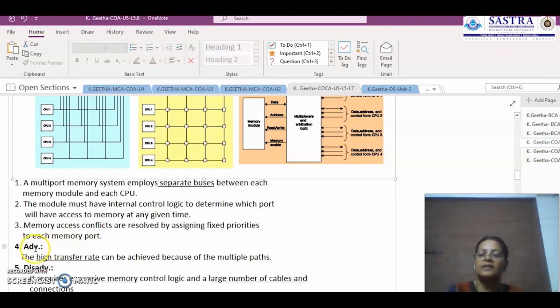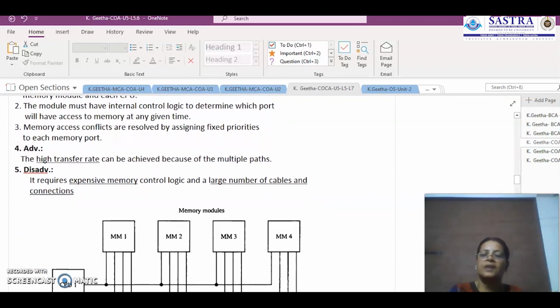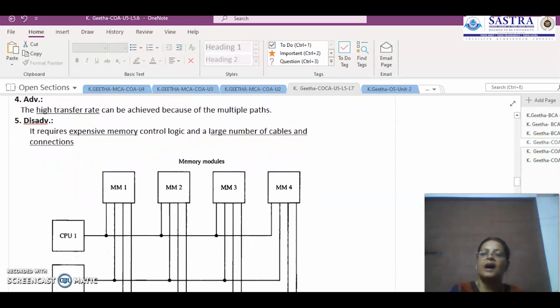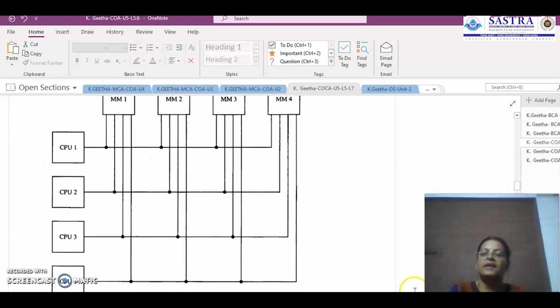And of course, the advantage is it is able to transfer data at a higher rate as it is going to follow multiple paths simultaneously. But it has its own drawback. The drawback is the expensive memory. The control logic and the large number of cables and connections are always required, and that may lead to an expensive memory. So the detailed diagram is shown here.